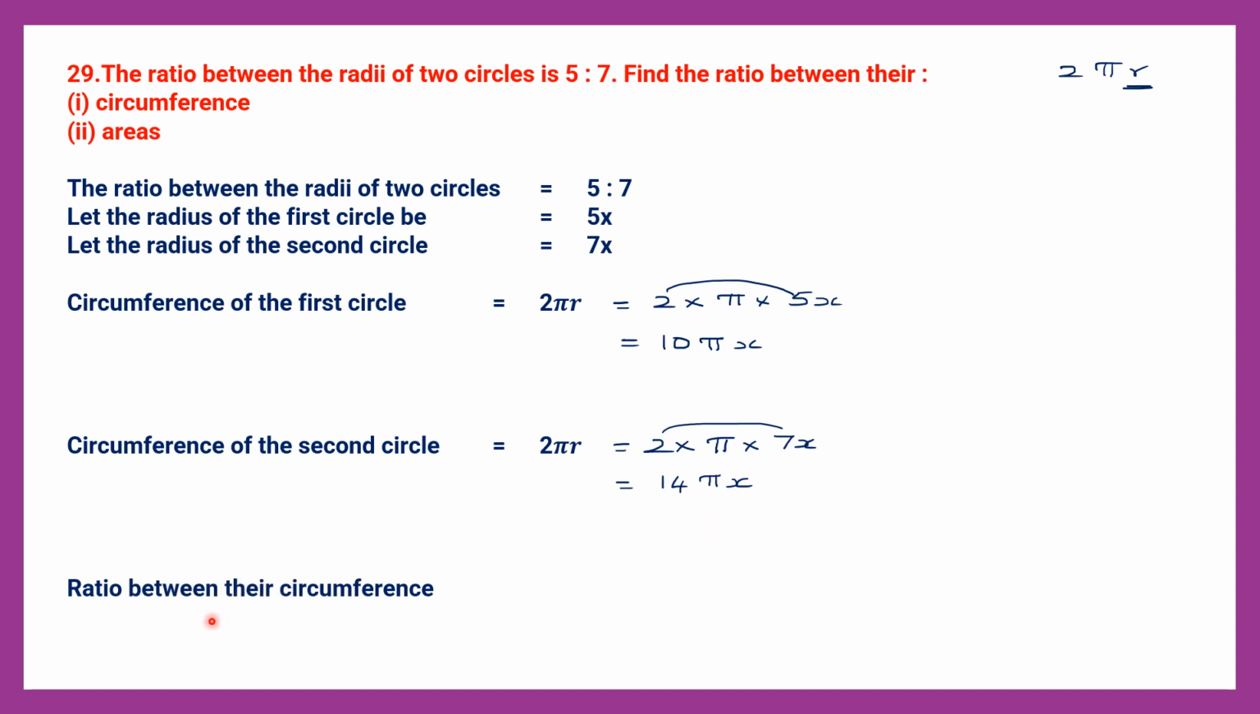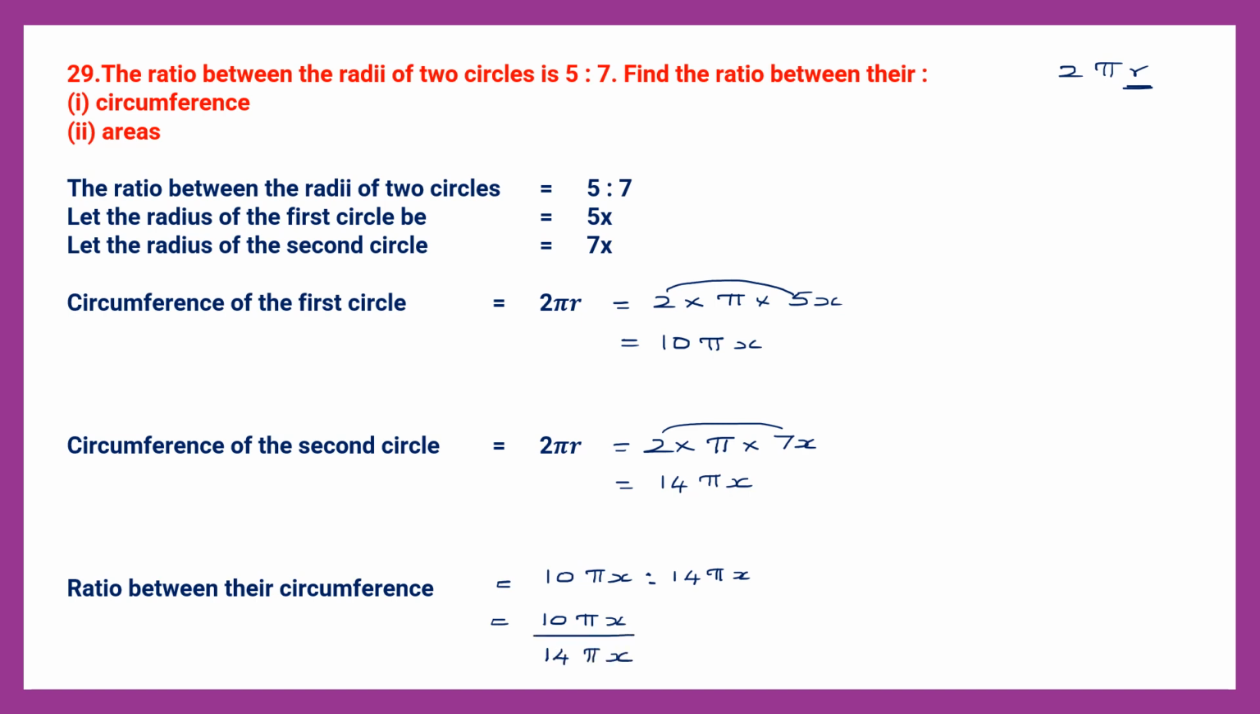Let's find the ratio. So the ratio between their circumferences will be, the first circle's circumference is 10 pi x. Second one is 14 pi x. So this is how we put it in the form of a ratio. Now we have to simplify it. Let's write it in the form of a fraction. 10 pi x by 14 pi x.